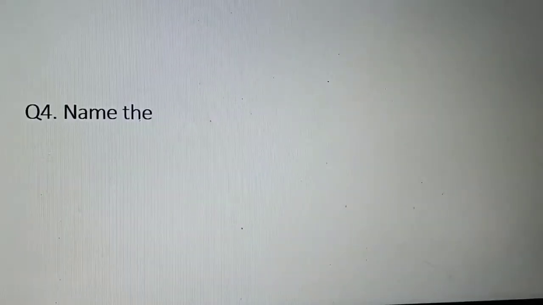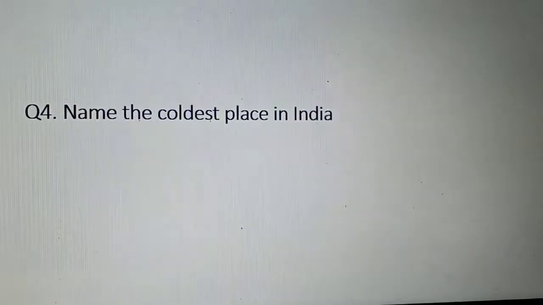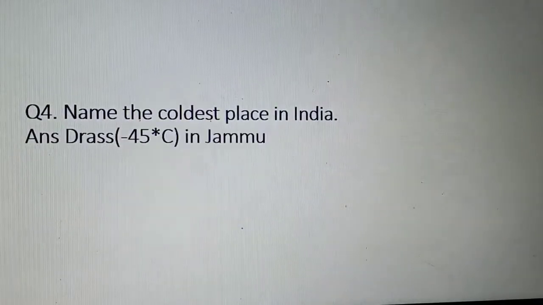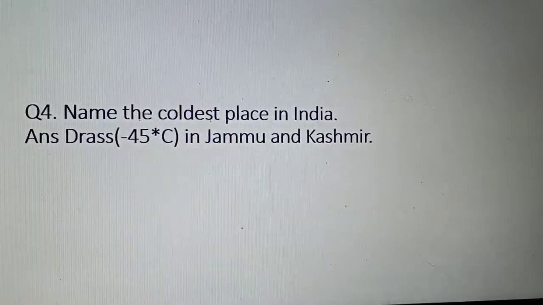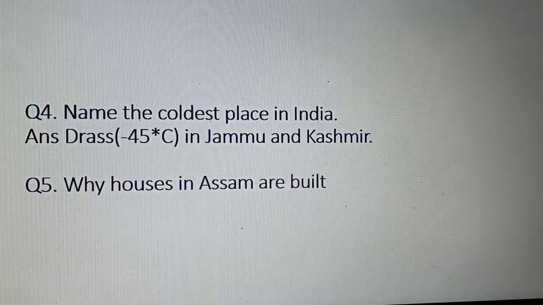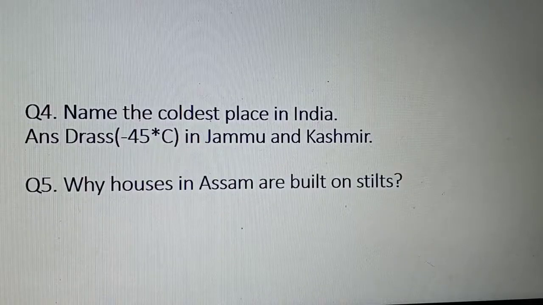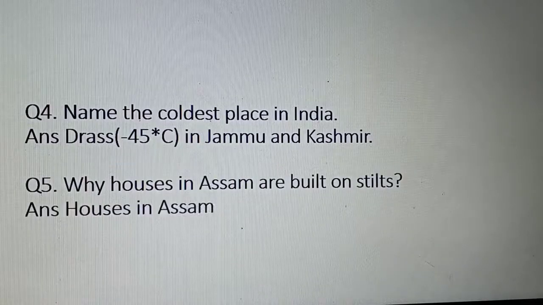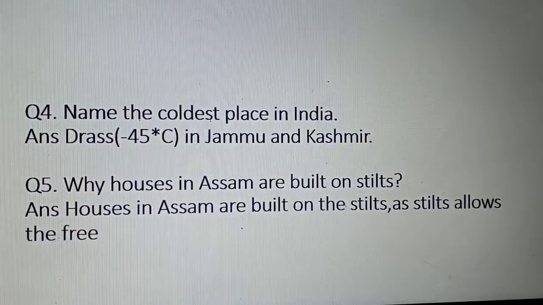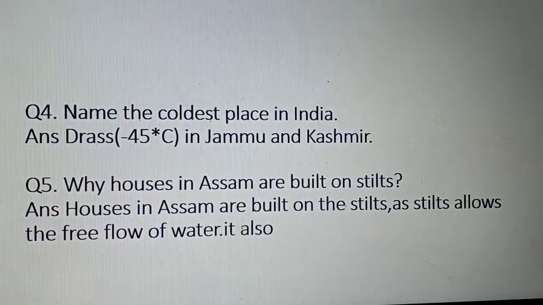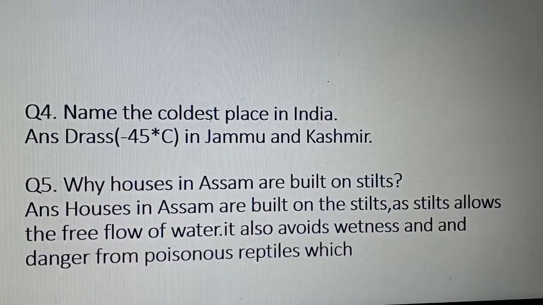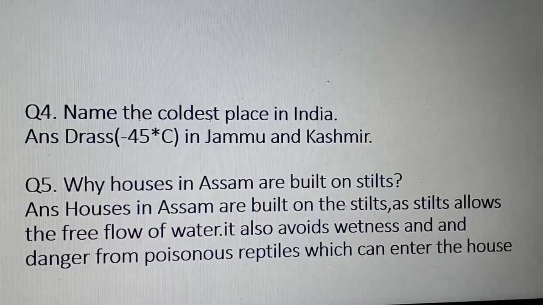Question number 4: name the coldest place in India. The answer is Dras, and the temperature is minus 45 degrees Celsius in Jammu and Kashmir. And question number 5: why are houses in Assam built on stilts? Answer: because the stilts allow the free flow of water, and they also avoid wetness and danger from poisonous reptiles which can enter the house.